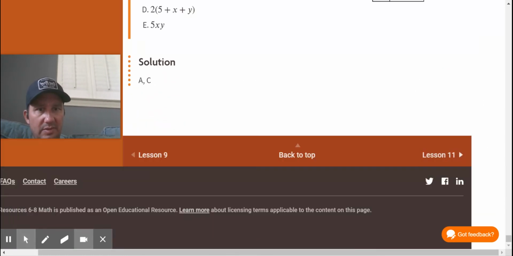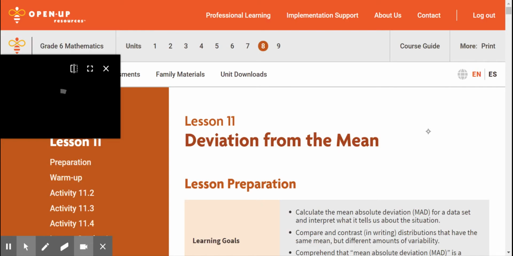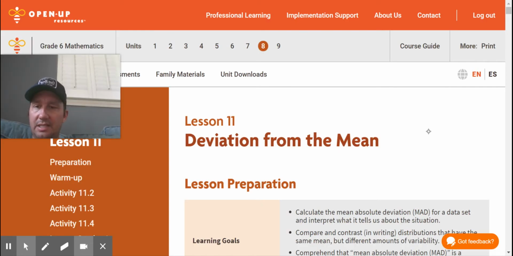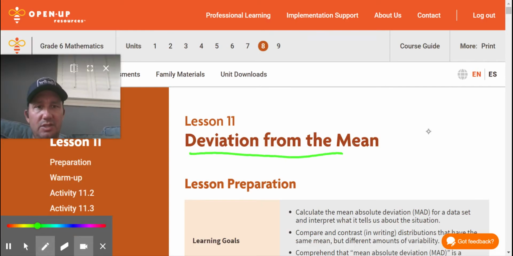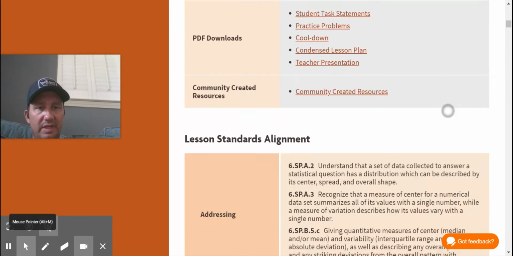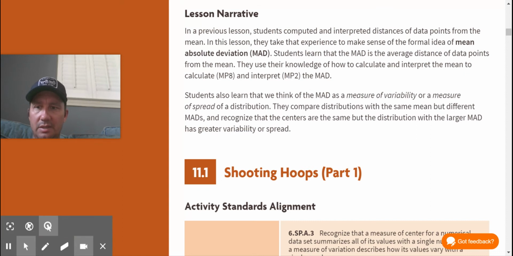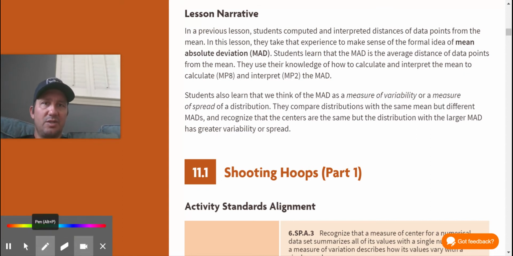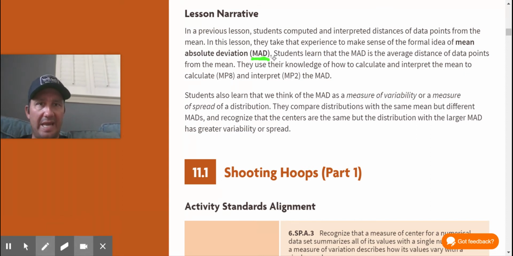Scooch on over to that right here. So Lesson 11 is talking about the deviation from the mean, which is what we touched on over there, but we're going to get into it more here. So there's something that you're going to learn called MAD. MAD is the mean absolute deviation.